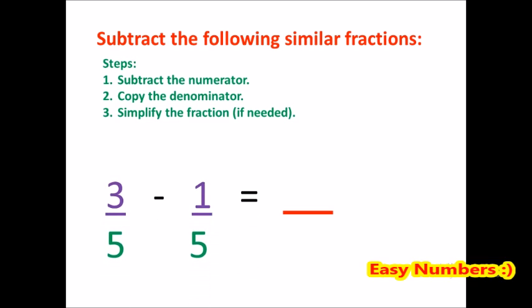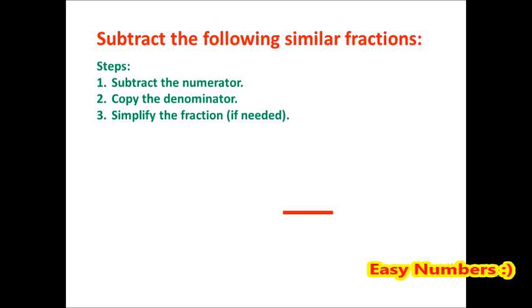Next example, 3/5 minus 1/5 is equal to 3 minus 1 is 2, then copy the denominator. So the final answer is 2/5. Let us try another example. Let's say you have 3/7 minus 2/7, so that would be 3 minus 2 equals 1, and copy the denominator, 7. So the final answer is 1/7.